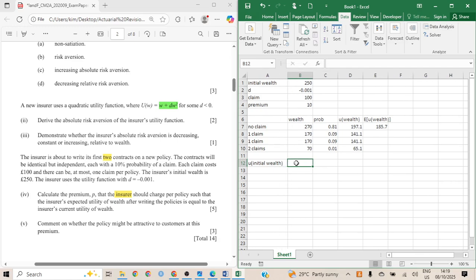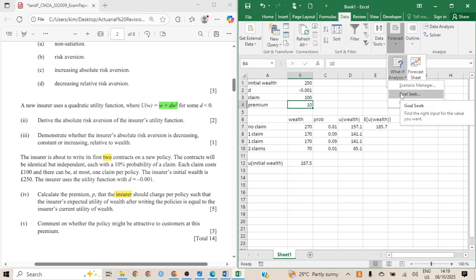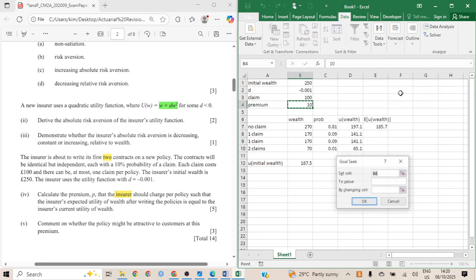So utility of initial wealth using this same formula here will be wealth plus D multiplied by the wealth squared. And we want to equate these two values. We want these two values to be the same by adjusting this premium here. So I'll just show you how to do it really fast using solver. No, we're using goal-seek. Sorry, I mentioned solver.